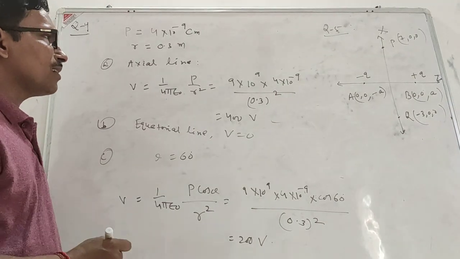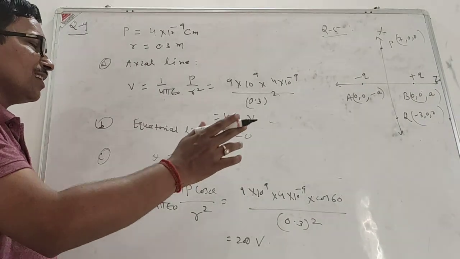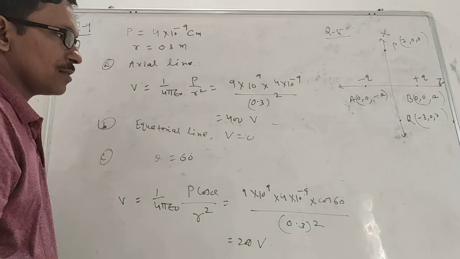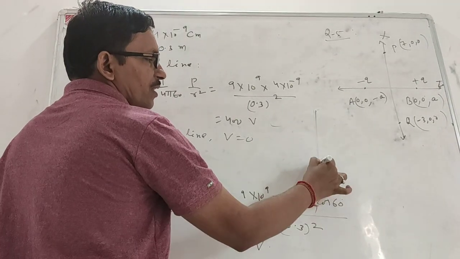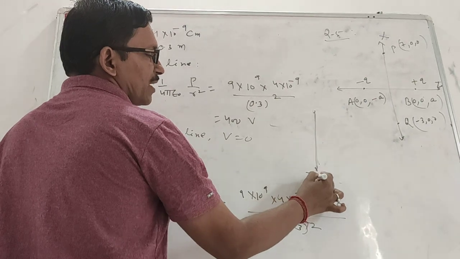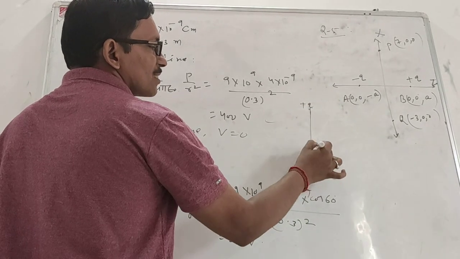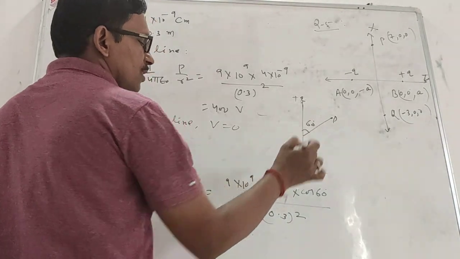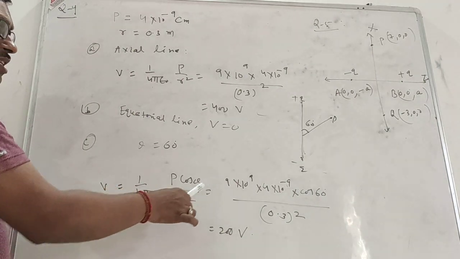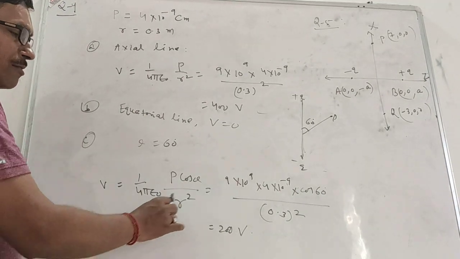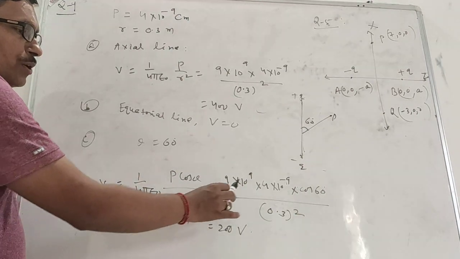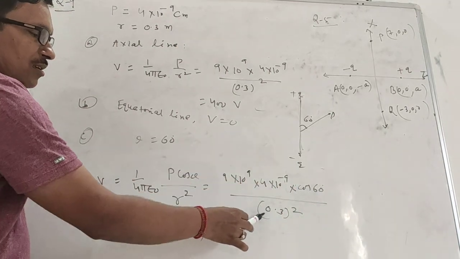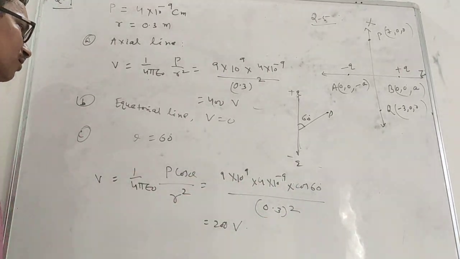In the third bit, it is given the point lies on the line which makes an angle of 60 degree with the dipole axis. Suppose this is the dipole, this is minus q and plus q, this is the dipole axis, and this is the point which makes an angle of 60 degrees. So the formula will be 1 by 4 pi epsilon naught P cos theta by R square. Now put the values: 9 into 10 to the 9, P is 4 into 10 to the minus 9, theta is 60 degree, cos 60 by 0.3 square, so 200 volt.